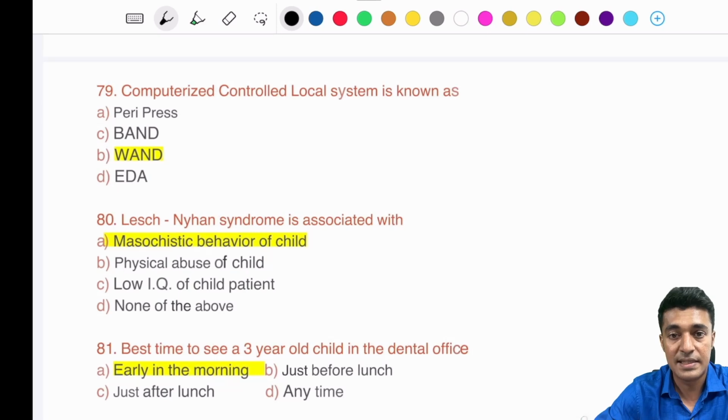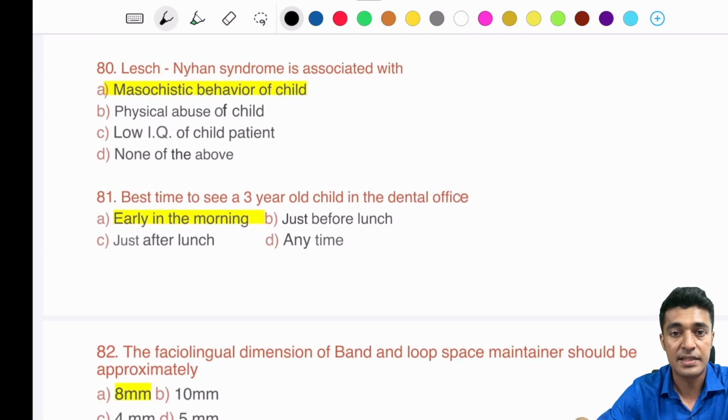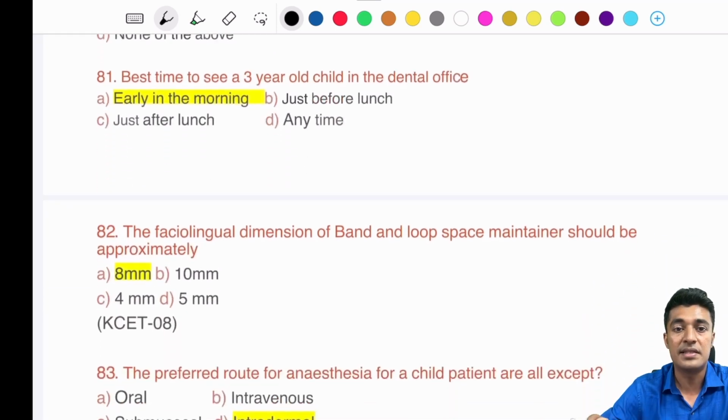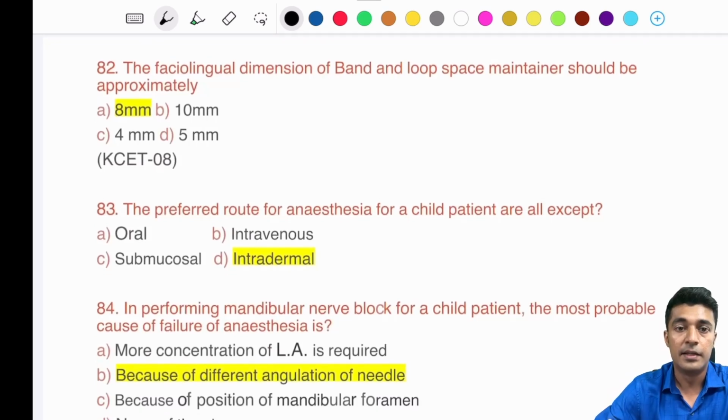Computer-controlled local anesthesia delivery system is known as the WAND system. Lesch-Nyhan syndrome is associated with masochistic behavior of the child, that is self-inflicting injuries to oneself. Best time to see a 3-year-old child in the dental office is early in the morning. The faciolingual dimension of the band and loop appliance should be 8 mm.